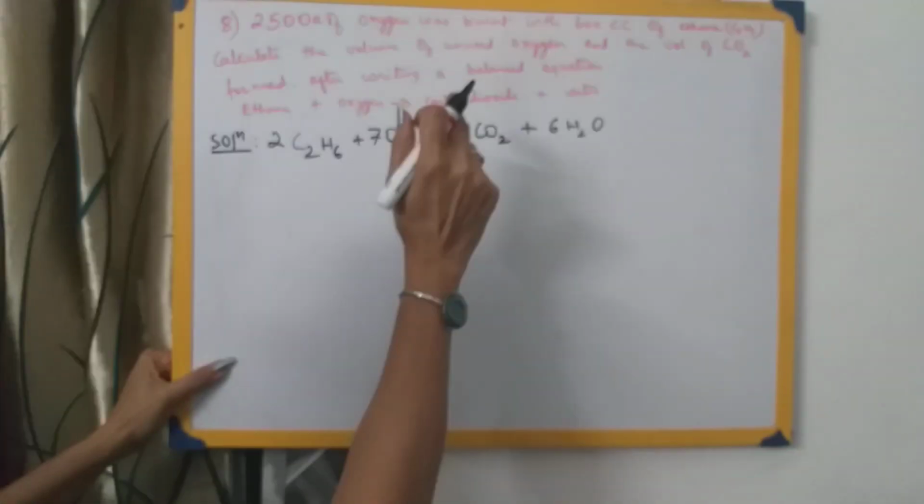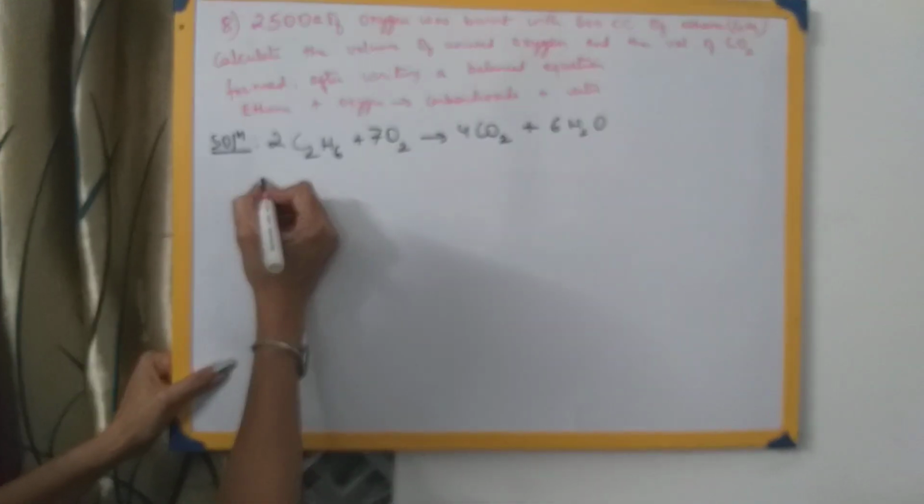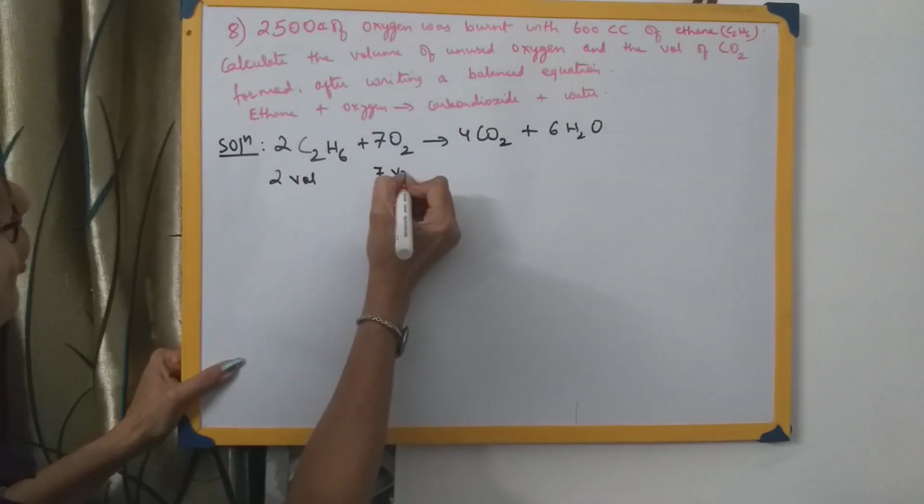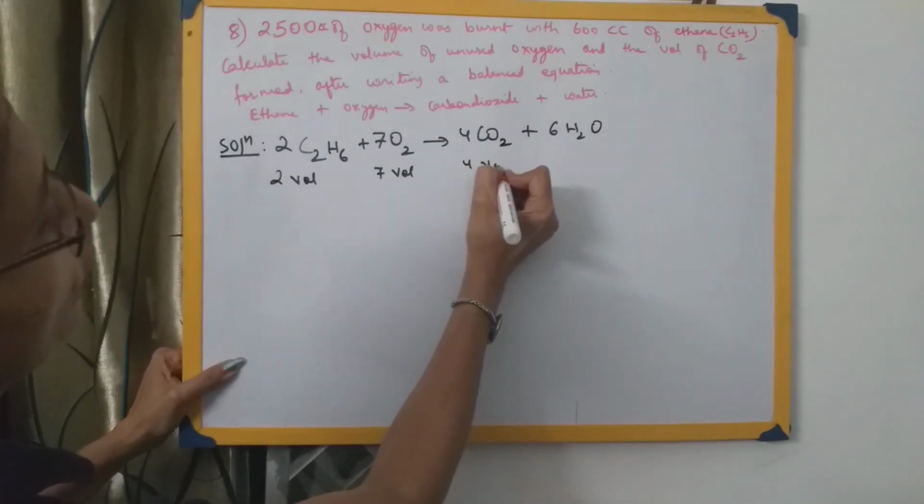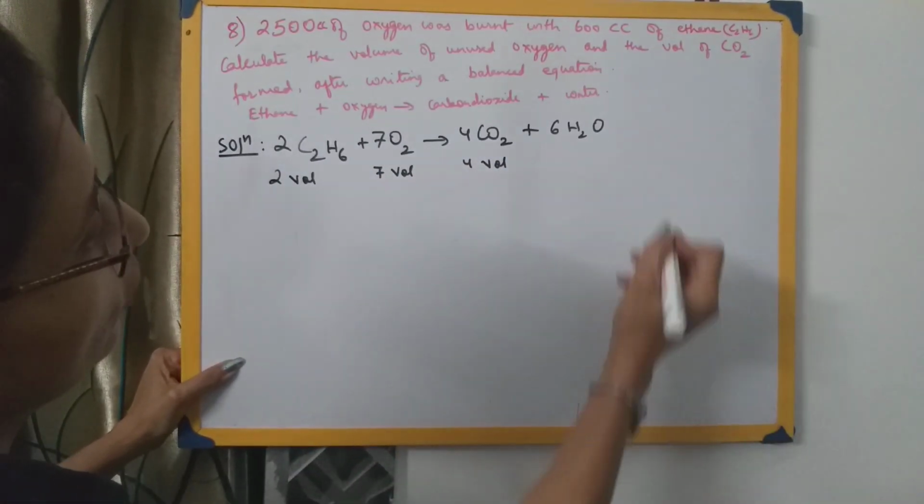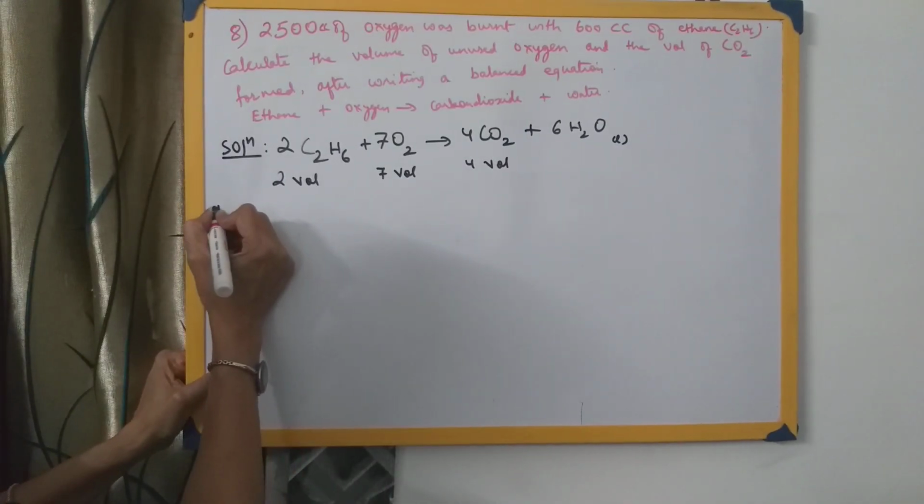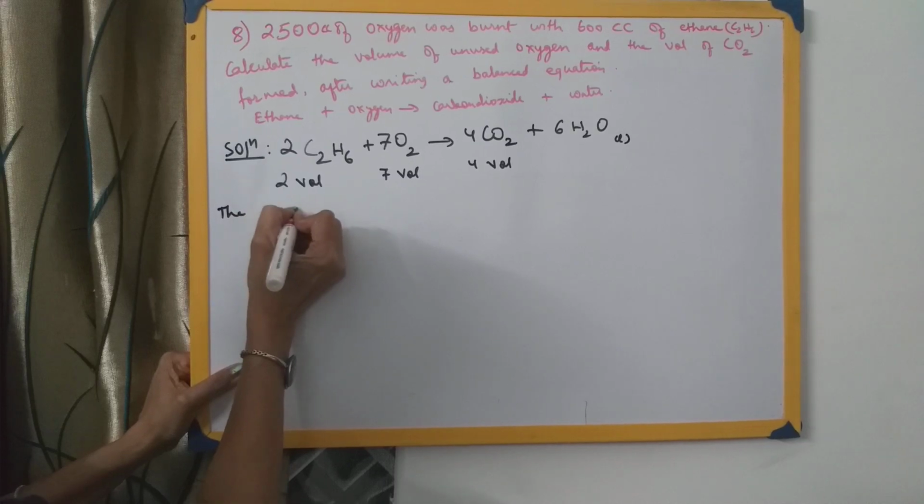Next we have to find out unused oxygen. So our first step will be the same, that is 2 volume, 7 volume, 4 volume, and this we are not writing down because this is in the liquid state. Next, the gases bear a simple ratio.